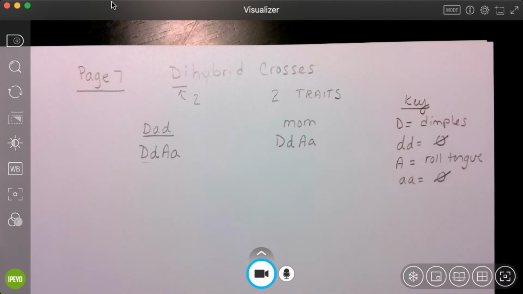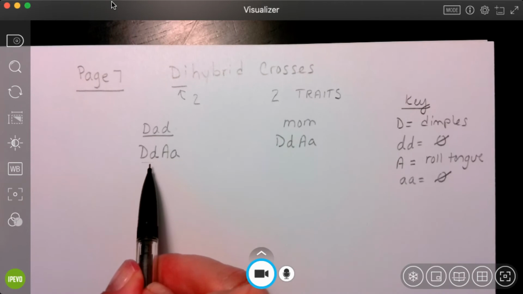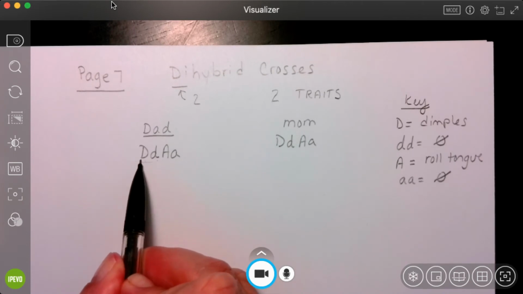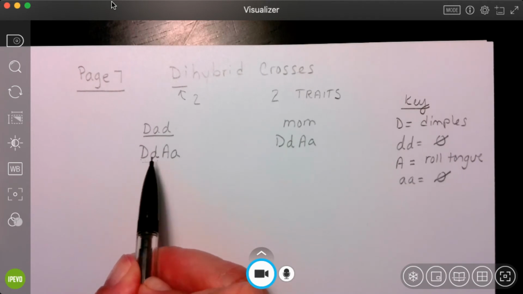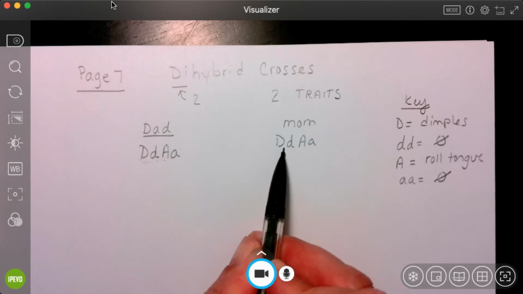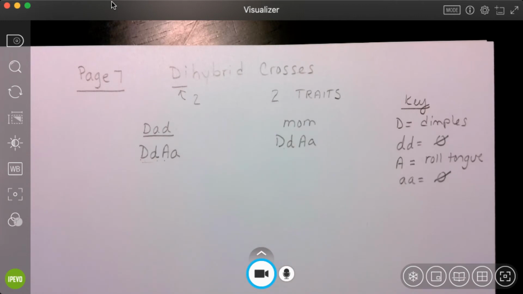All right. So now, what does this mean about the dad? The dad has the genotype big D, little d. He has at least one big D. So that means he is going to have dimples. He also has a big A and a little a. He has at least one big A, which means he can roll his tongue. And the same thing for the mom. So both the mom and the dad are heterozygous for two different traits, dimples, and the ability to roll your tongue.